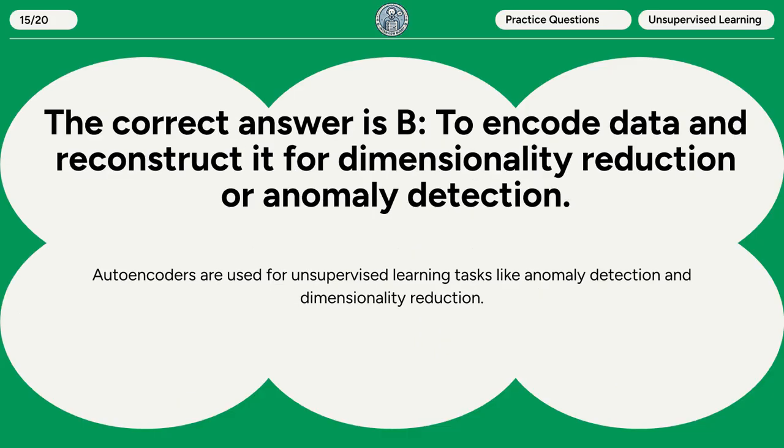The correct answer is B. To encode data and reconstruct it for dimensionality reduction or anomaly detection. Autoencoders are used for unsupervised learning tasks like anomaly detection and dimensionality reduction.